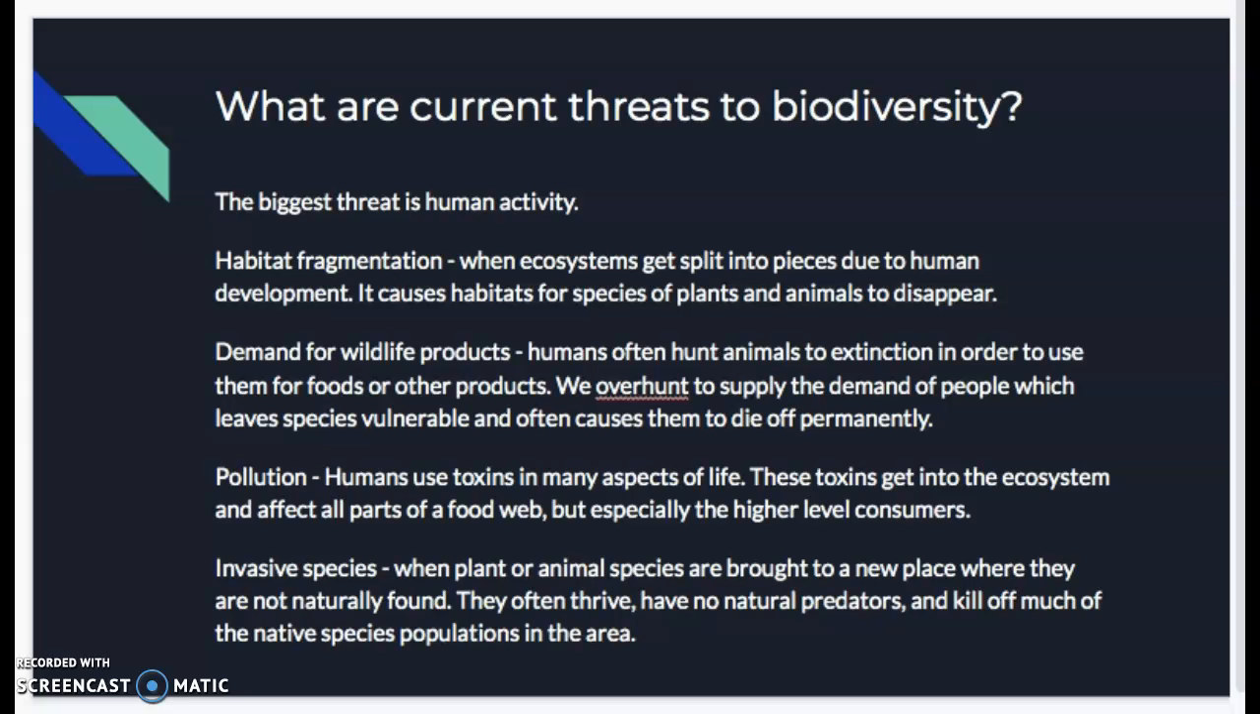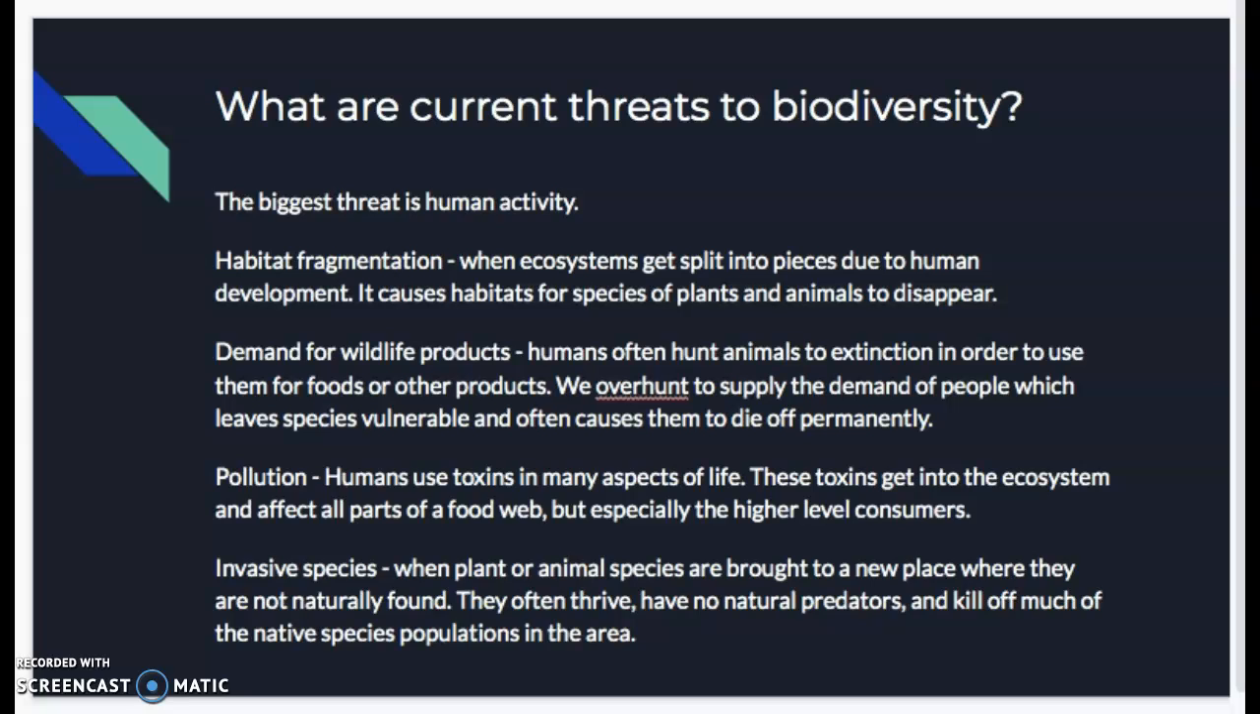So as humans develop, we can cause habitat fragmentation. Habitat fragmentation is when ecosystems get split into smaller pieces due to human development. So if you have a forest, right, and humans want to start building homes in that area, they start chopping down trees and leveling the land so they can build houses. Well, you just built a house in the middle of a whole habitat, so now that habitat is broken up into smaller chunks. And the more we develop, the more that habitats get broken up.